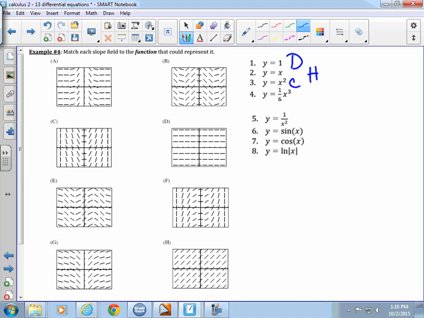I think so. 4. It's a cubic. It looks like a cubic. Boom. 1 over x squared.